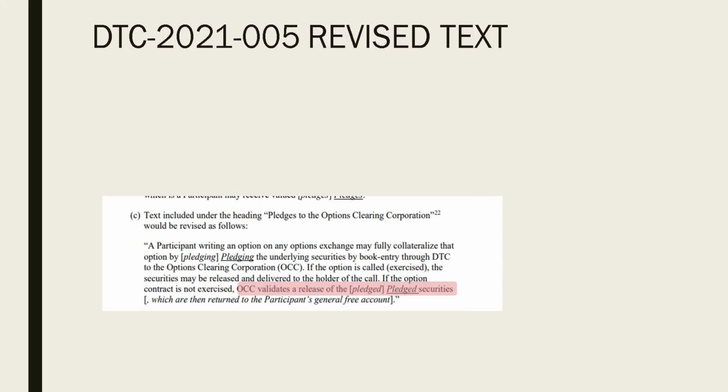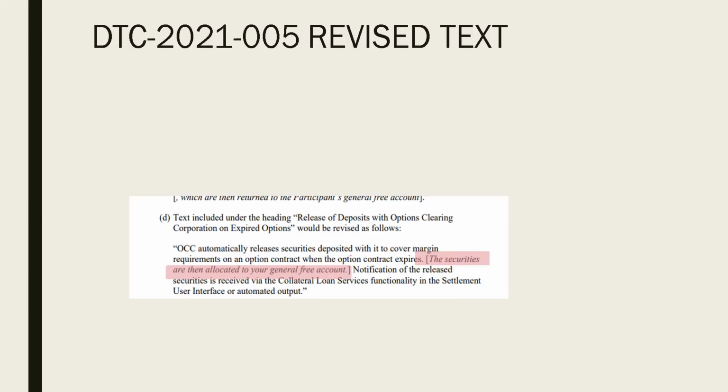So text included under the heading Pledges to the Options Clearing Corporation was changed very slightly. Really, they just capitalized pledging, and they removed the sentence which are then returned to the participant's general free account, which goes hand in hand with the collateral not moving once it's been pledged. And that's basically the sum of this filing. You cannot pledge collateral more than once it's already been pledged.